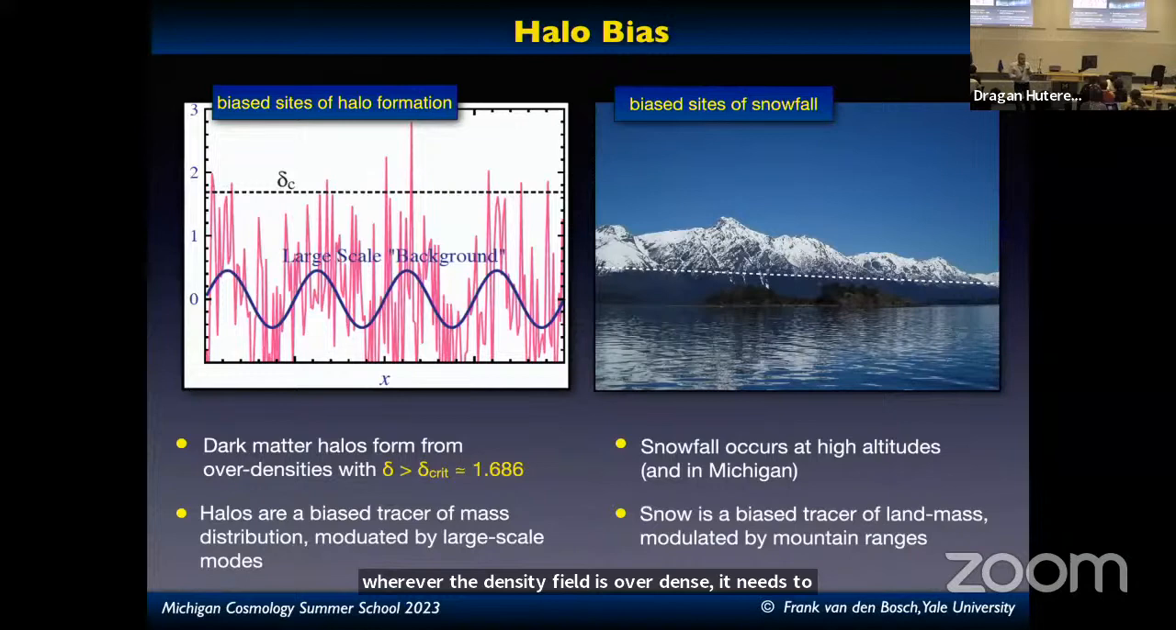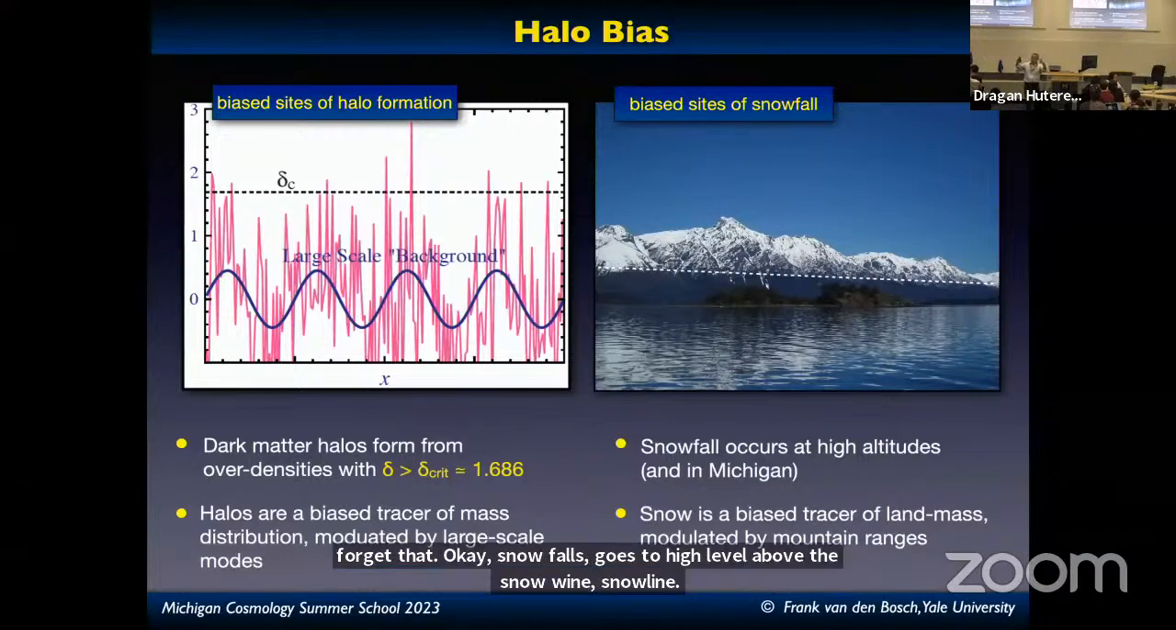So the idea is very similar to snowfall on Earth. I wrote down a statement and then I realized that's nonsense. Snowfall occurs at high altitudes. That's what I learned. Okay, but apparently here in Michigan that's violated. But forget that. Snowfall occurs at high altitudes above the snow line. Snow line here.